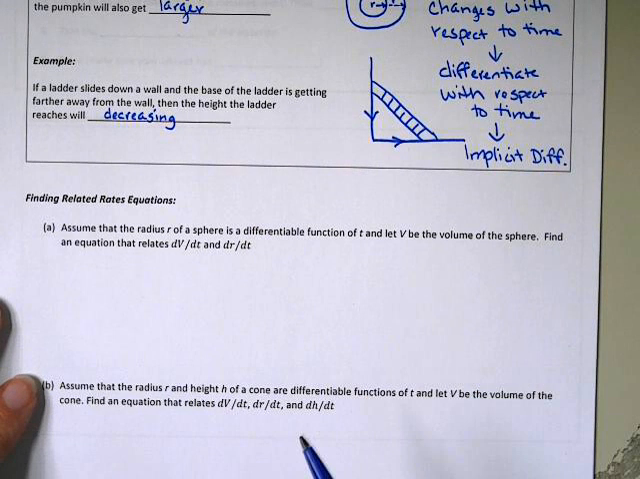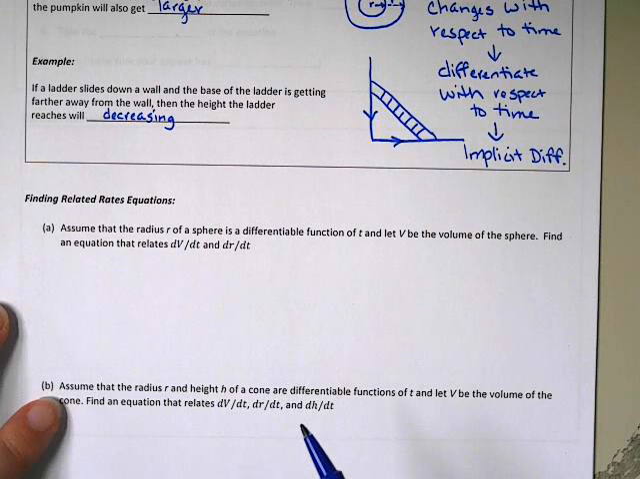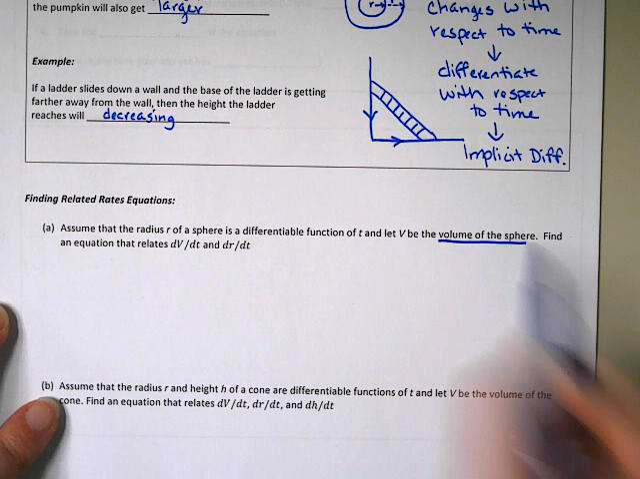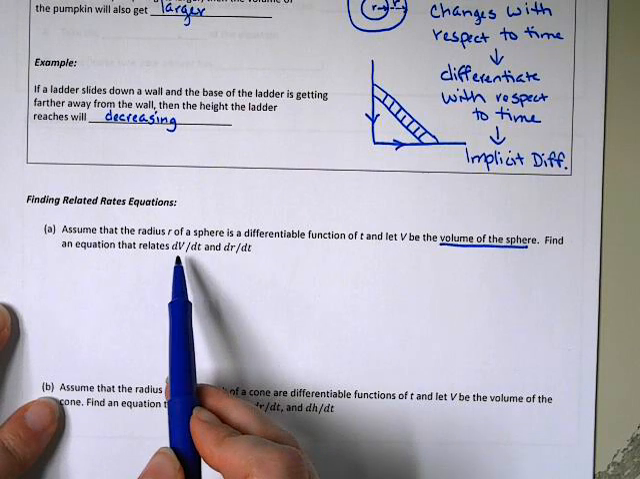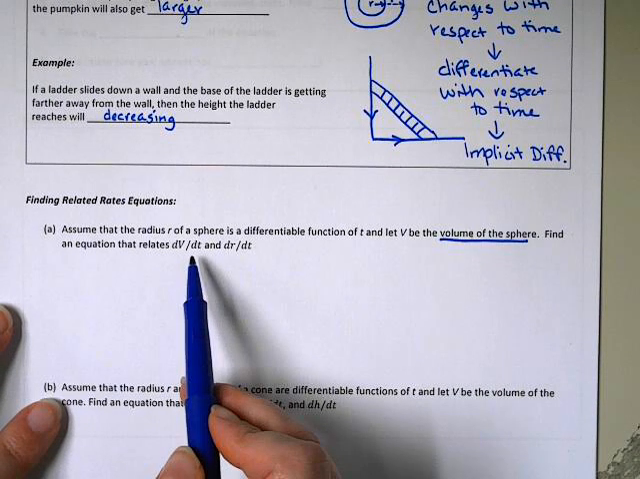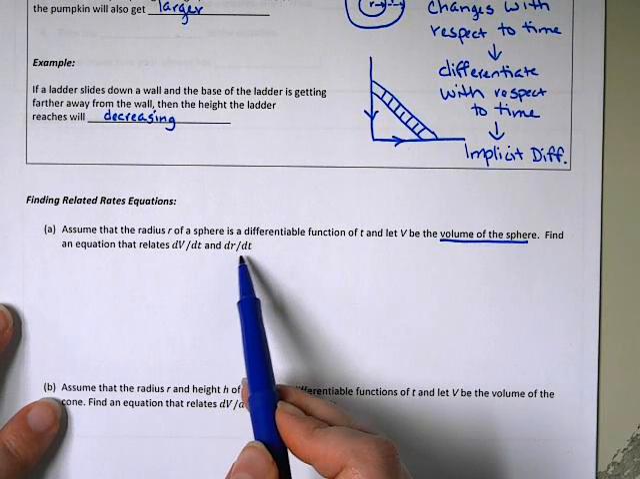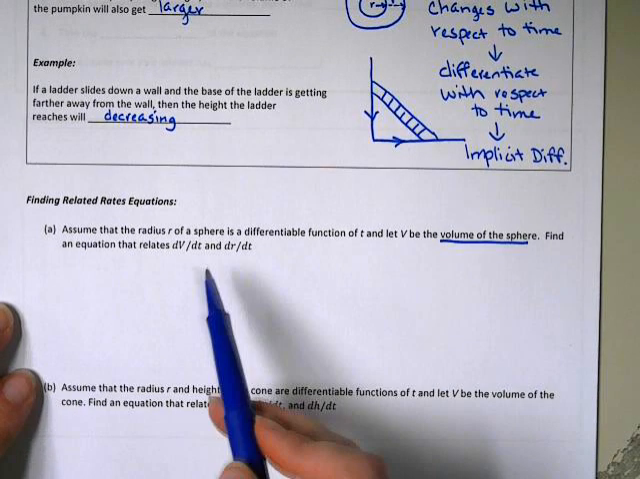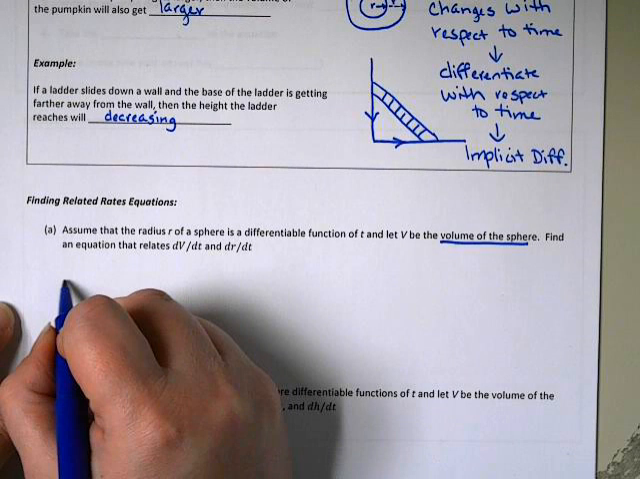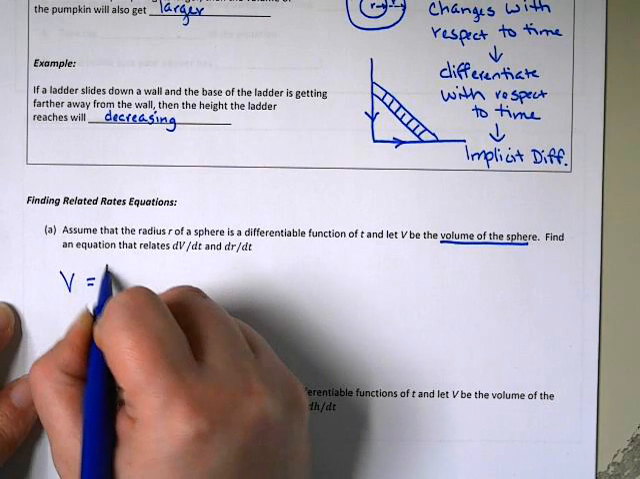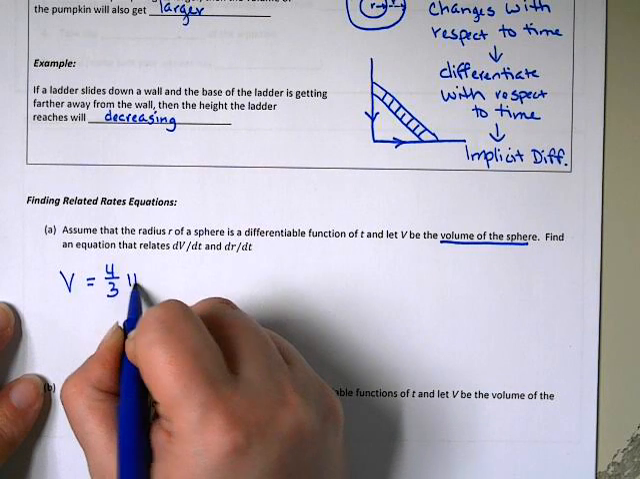So assume that the radius r of a sphere is a differentiable function of t, and let v be the volume of the sphere. Find an equation that relates dv/dt, which means the change in volume with respect to time, and dr/dt, which means the change in the radius with respect to time. So the first thing we need to do is write an equation for the volume of a sphere. This is something that you guys should know, but the volume of a sphere is 4/3 pi r cubed.